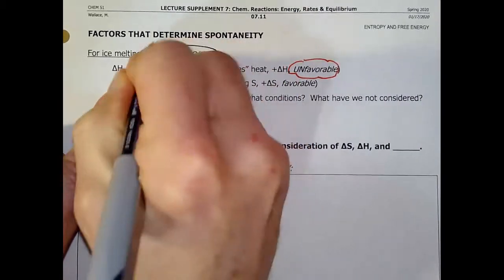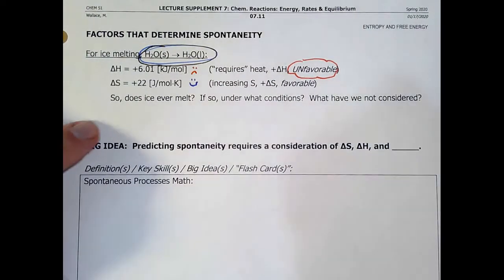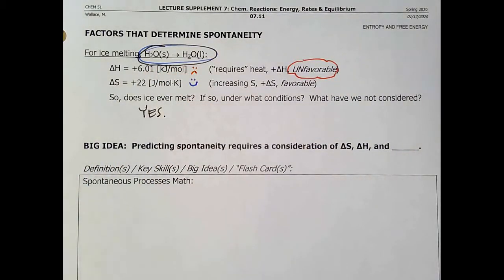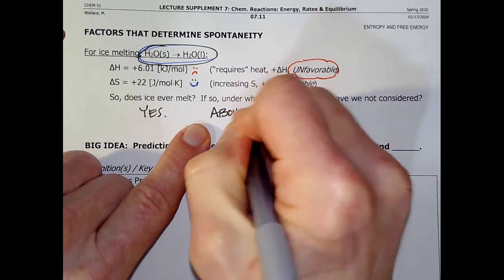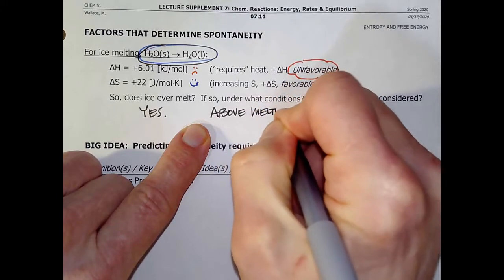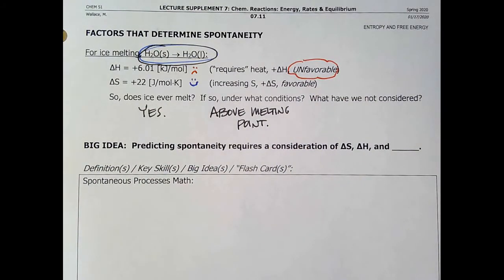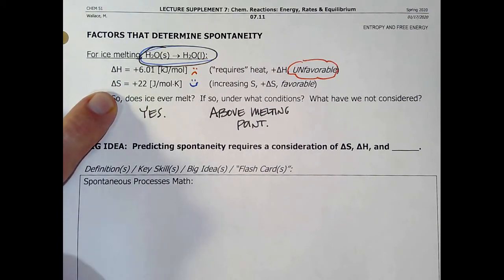Now, there's the process we're talking about. Solid water going to liquid water. Well, that's just melting. That's just ice melting. So does ice ever melt? Well, yes, of course it can melt. You've seen it melt. Well, under what conditions? Well, when it's above the melting point. So somehow above the melting point, it doesn't care that the enthalpy is unfavorable and that the entropy is favorable. Now, when would that not happen? Well, below the melting point.